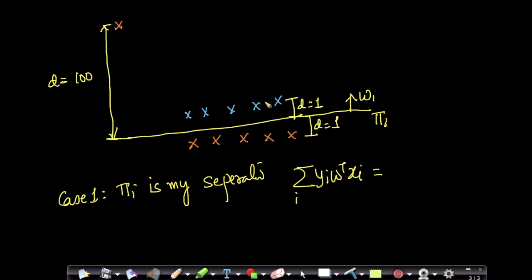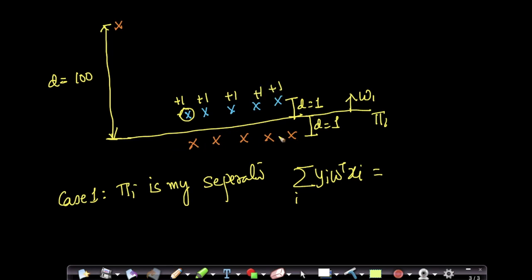Now for each of these positive points, they are on the positive side of the hyperplane because your W1 is on this side. All of them are correctly classified, right? So what is Yi? Yi is +1 for all of them. What is W transpose Xi? It is nothing but the distance, right? So for this point, W transpose Xi will be 1, for this point also 1, for this point 1. So Yi W transpose Xi for each of these points will be +1, +1, +1, +1, +1, right?